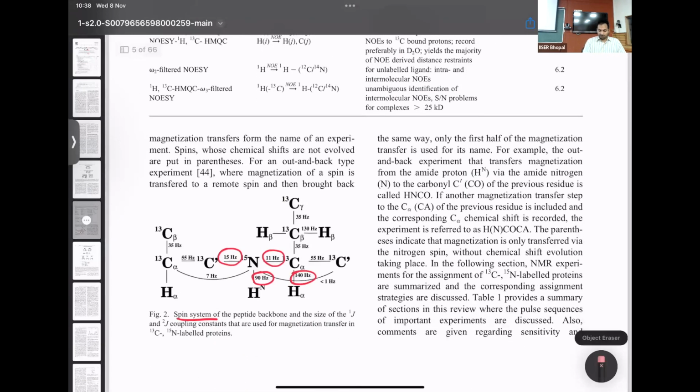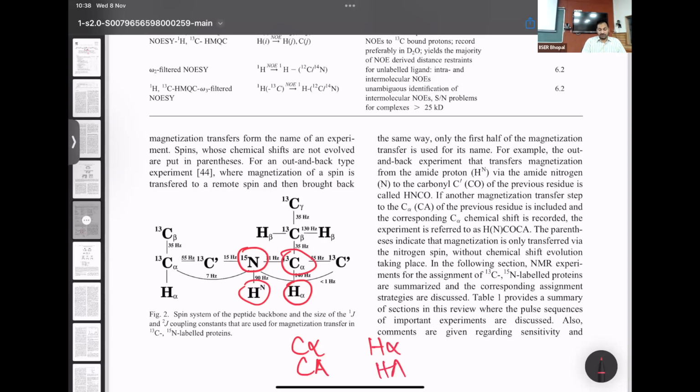The nomenclature of these experiments is based on the names of these spin systems. Basically, you have HN proton, which stands for the amide proton. You have H alpha proton that indicates the proton attached to C alpha, the chiral carbon in the amino acid. N stands for amide nitrogen. C alpha stands for the C alpha carbon. Okay, instead of writing C alpha, they end up writing Ca. Instead of writing H alpha, they write Ha.